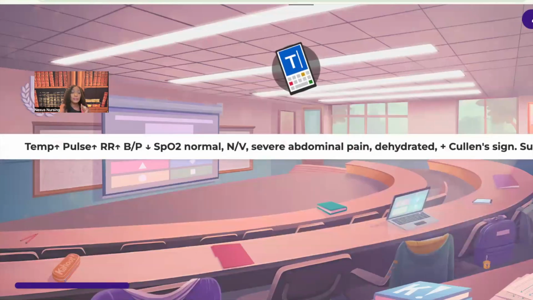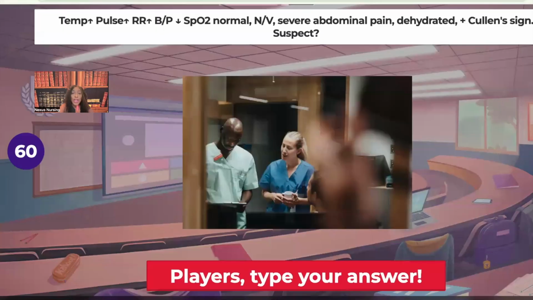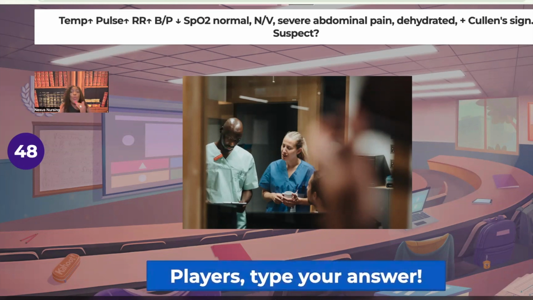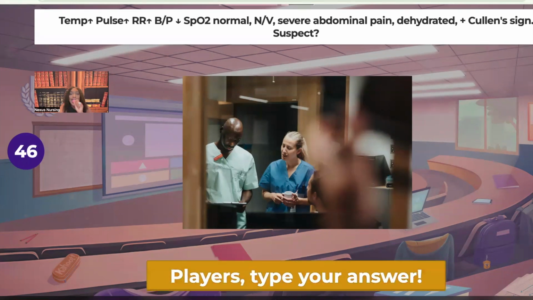Type in your answer. This is what's going on with the patient. Their temperature is increased. Their pulse is increased. Respirations are increased. The O2 sat is normal. You're seeing nausea, vomiting. Patient's got severe abdominal pain. They're dehydrated, and the colon sign is positive. What are you suspecting? What diagnosis do you suspect?